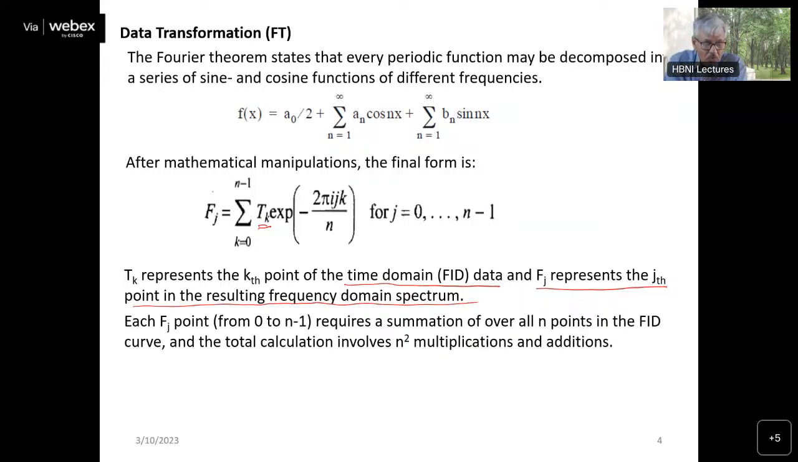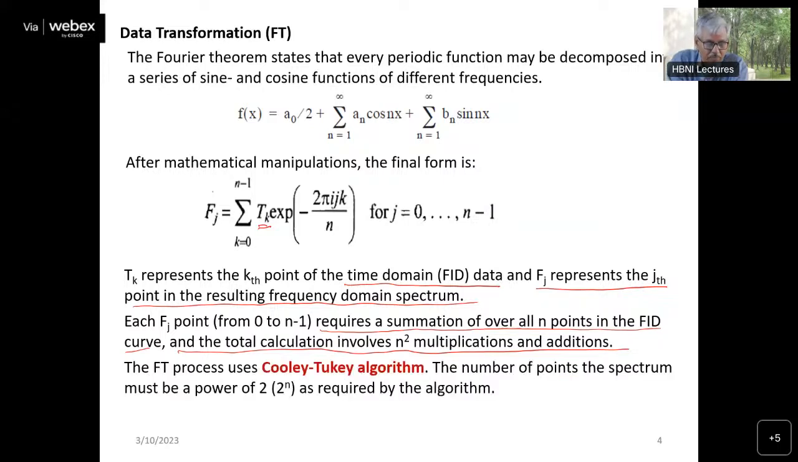Each Fj point runs from 0 to n minus 1, because it starts from 0, so the total number of points is n. This requires a summation over all n points in the FID, and the total calculation involves n square multiplications and additions. So it's a very complex mathematical process that requires computation. Nowadays this is done very quickly because computers have become very fast.